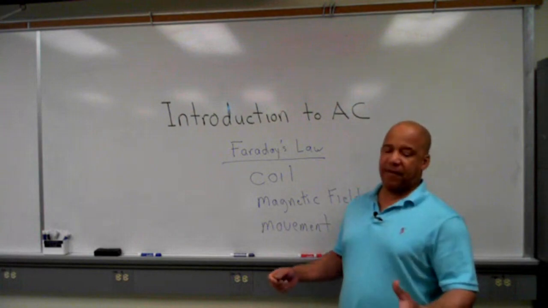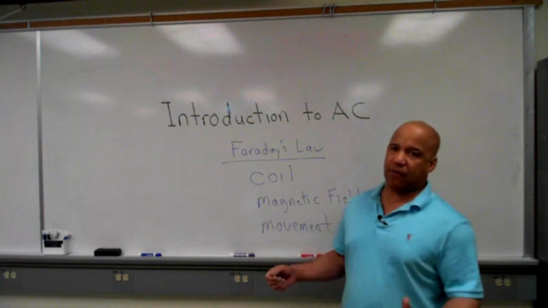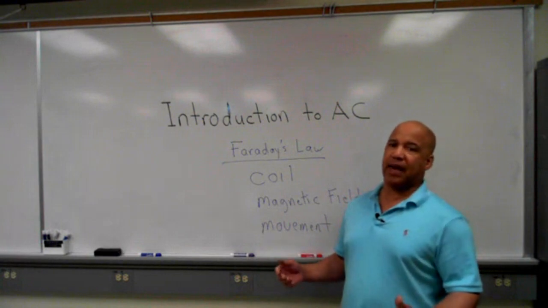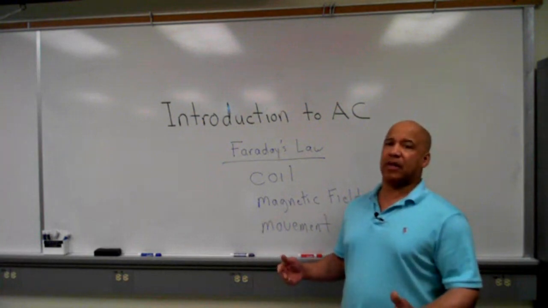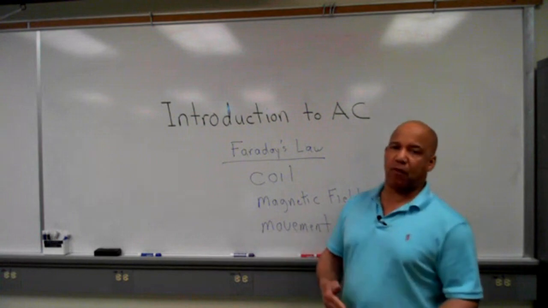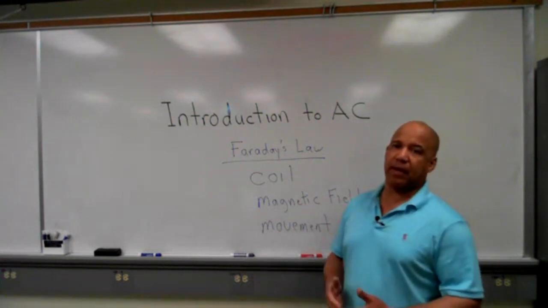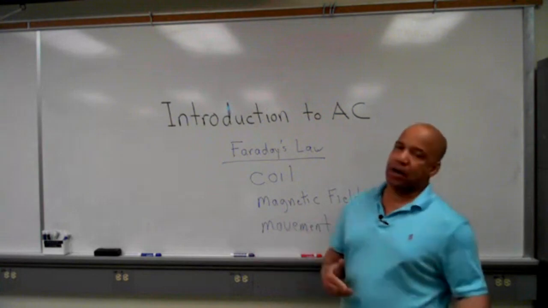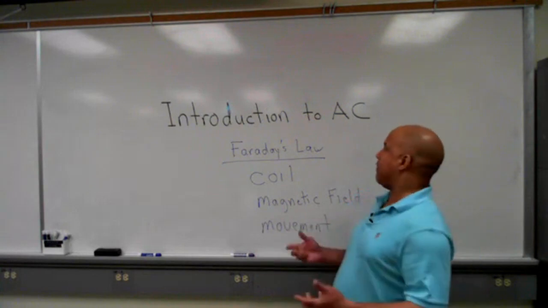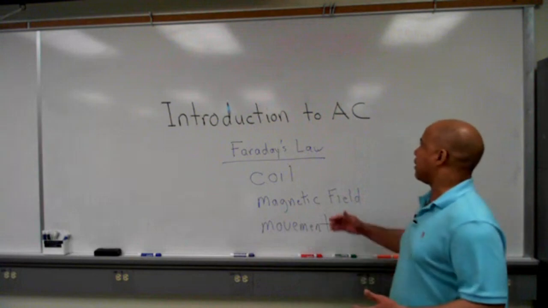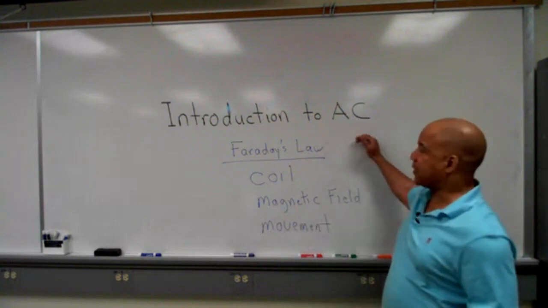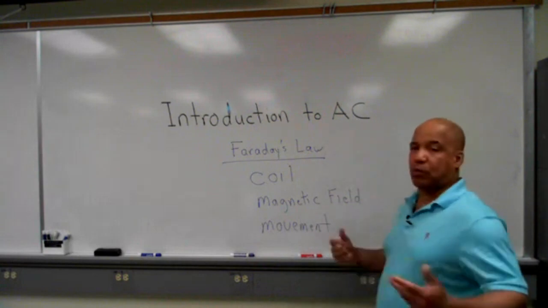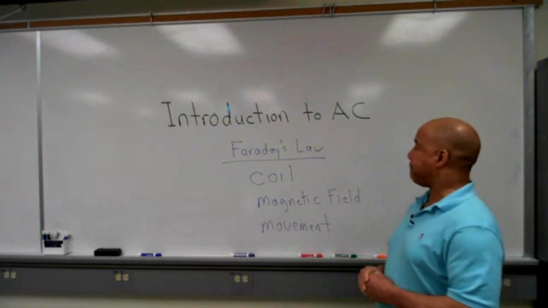So if he were to continue to move it in and out of the coil, what you get is the needle or the meter moving back and forth, alternating back and forth to mimic the voltage and current. The voltage constantly changes and the current constantly changes direction. When you have that kind of voltage or current, it's called an alternating current. And that's what I want to talk about, and that's what we'll spend the rest of the semester talking about.